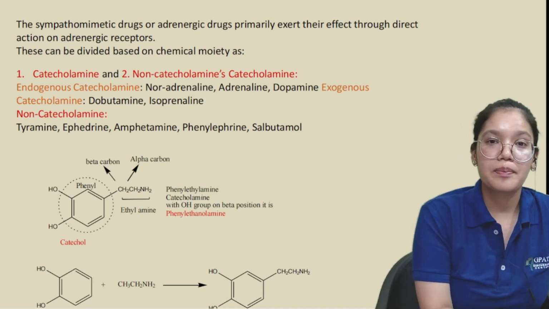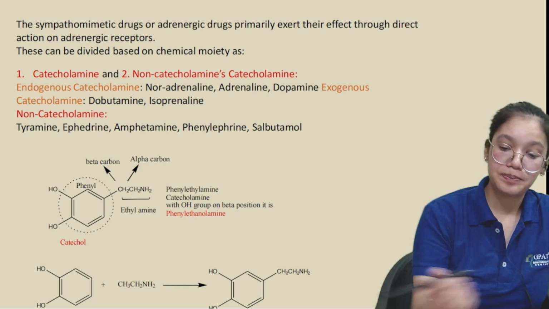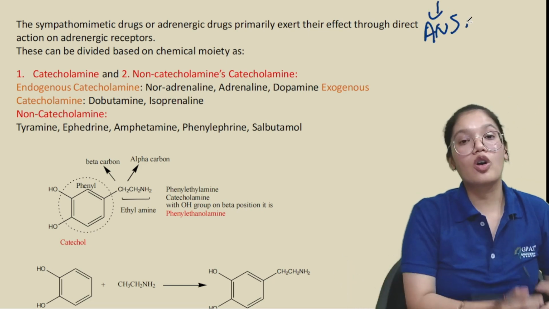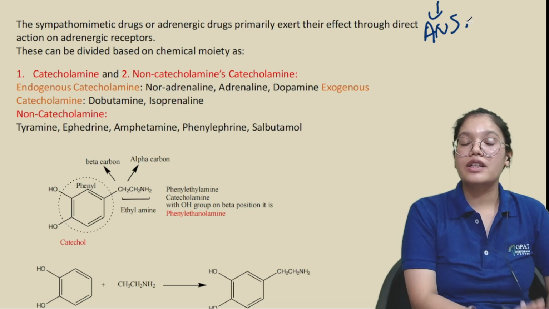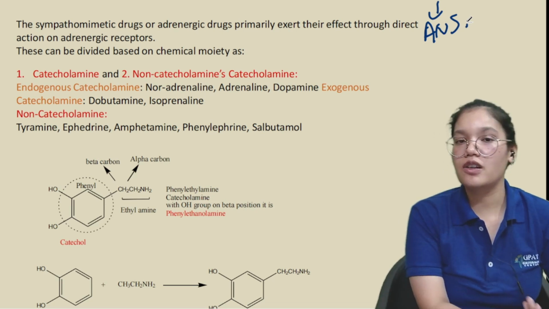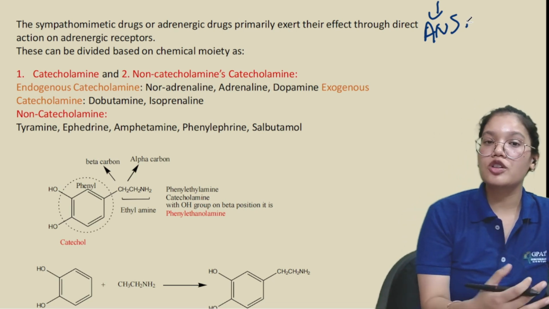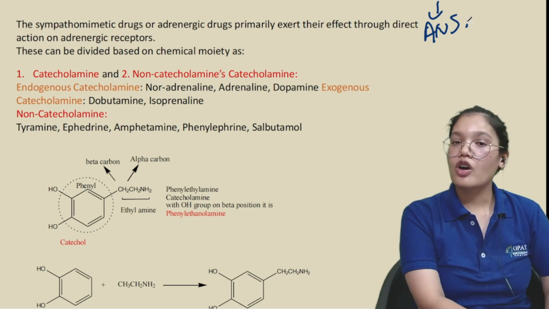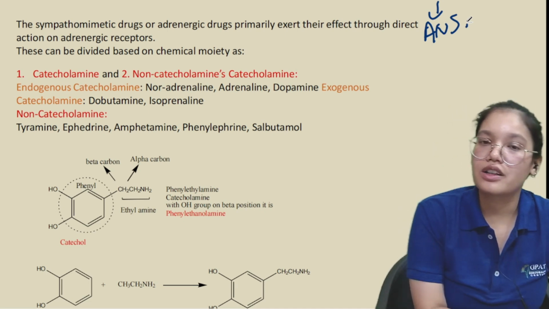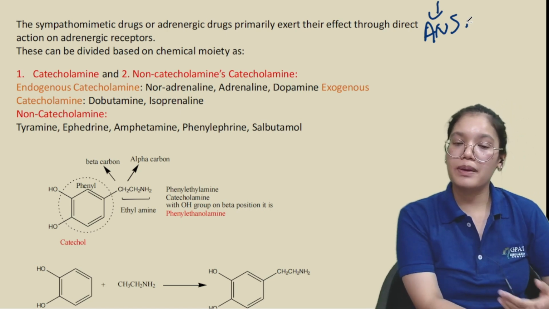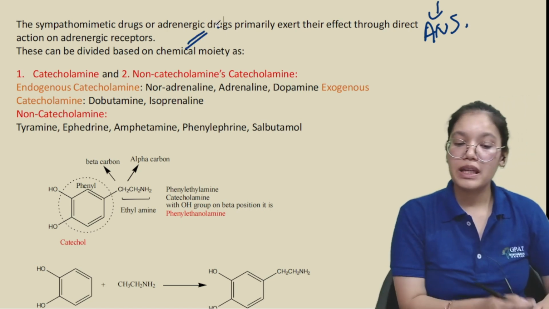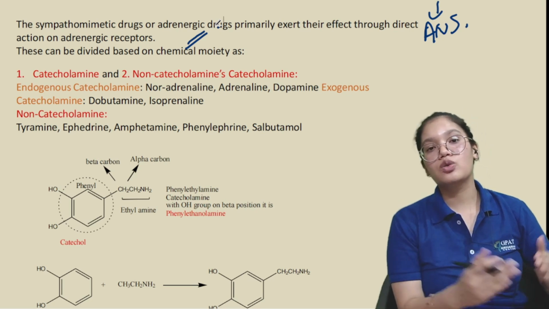Now, what is the sympathetic system? Basically, it comes under the ANS, or the autonomic nervous system. It is responsible for the fight and flight function. Now, if we talk about the neurotransmitters of this class, epinephrine, norepinephrine, and dopamine are the three neurotransmitters of the sympathetic system.